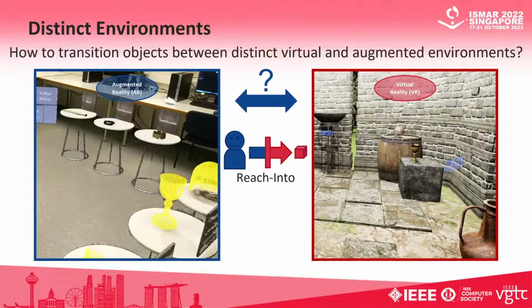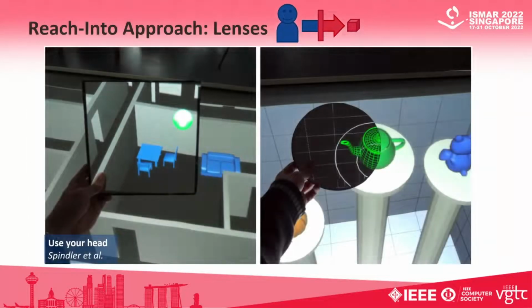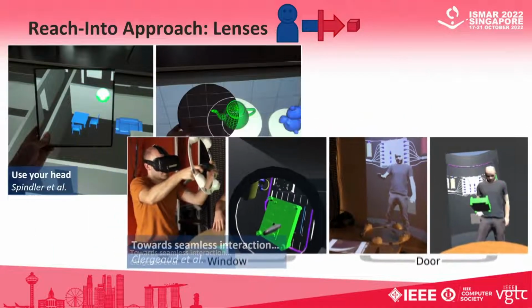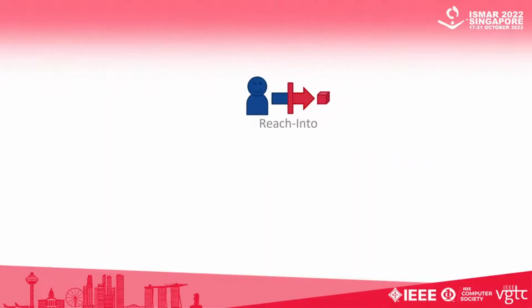For example, there's a reach into approach, which are lenses, basically. So a lens allows the user to move around the viewpoint, which can show something different. So a different version of the same environment, as is the case with the wireframe, or a different environment altogether that they can reach into and manipulate objects and take the objects in and out of the lens. So this is one approach.